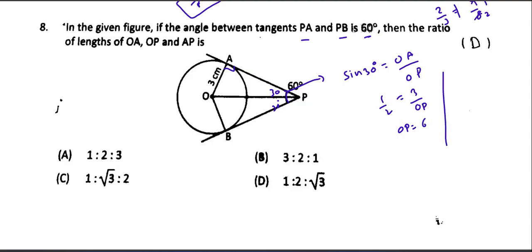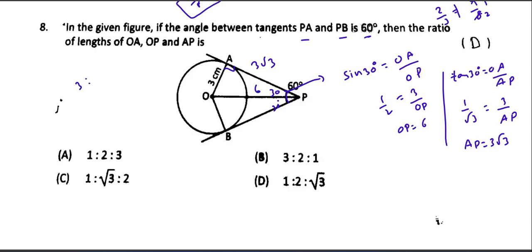Next I want AP. So again now I am taking tan 30 equals opposite OA by adjacent AP. Tan 30 value is 1 by root 3, equals 3 by AP. Cross multiplication, AP equals 3 root 3. This is 3 root 3, this one is 6. Now I want the ratio OA, which is 3, is to OP, 6, is to AP, 3 root 3. 3 ones are 3, 3 twos are 6, 3 ones are 3, remaining root 3. So 1 is to 2 is to root 3. So option D is the correct answer.